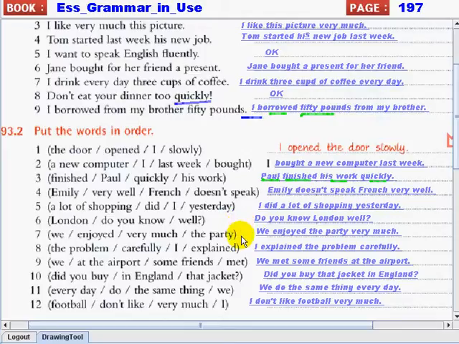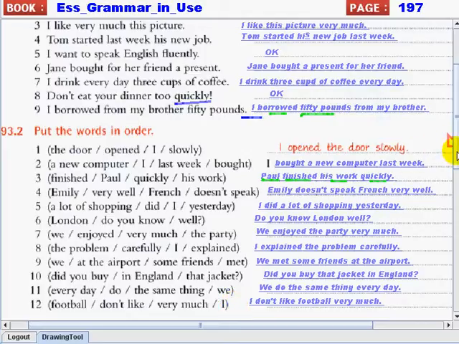And 7th, instead of saying we enjoyed very much the party, we should say we enjoyed the party very much. 8th, I explained the problem carefully. 9th, we met some friends at the airport. And 10th, did you buy the jacket in England? 11th, we do the same thing every day. And finally, number 12, I don't like football very much.